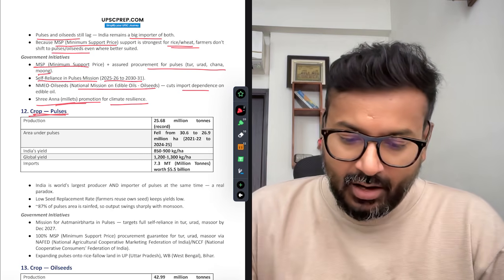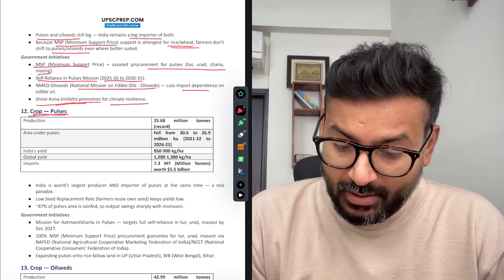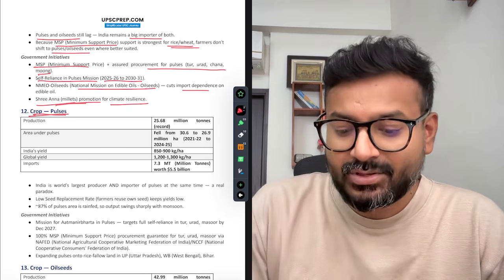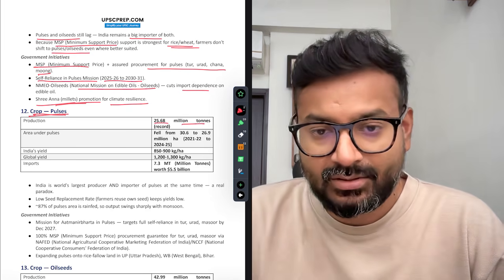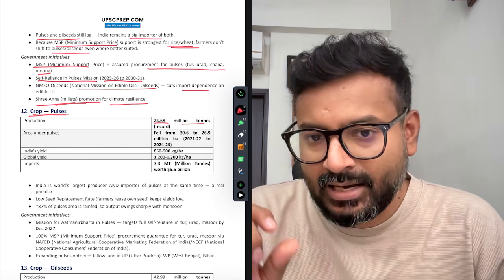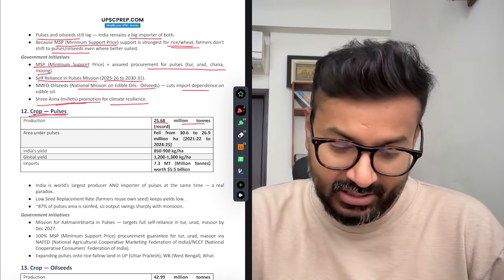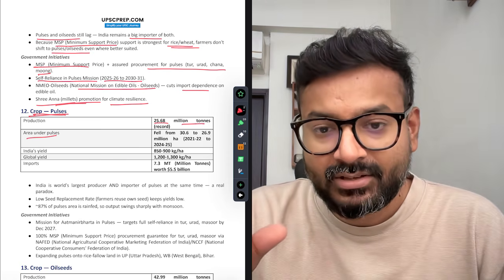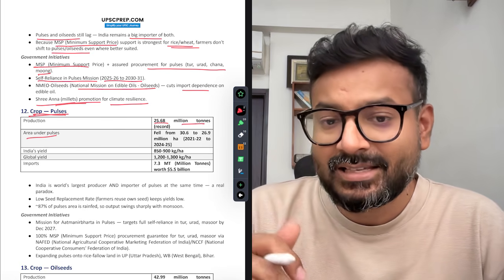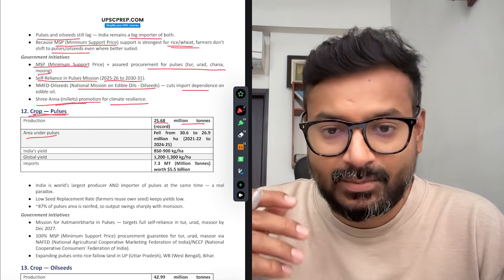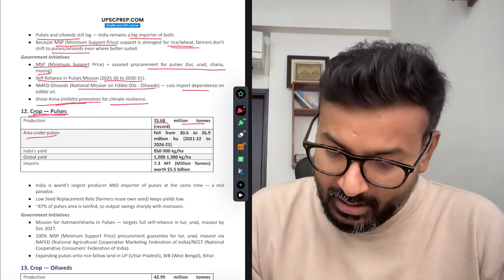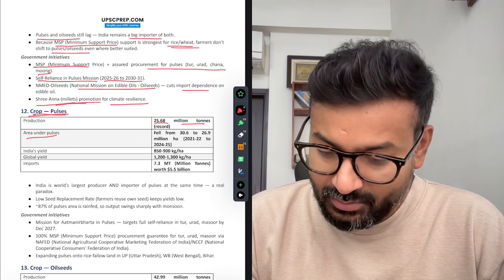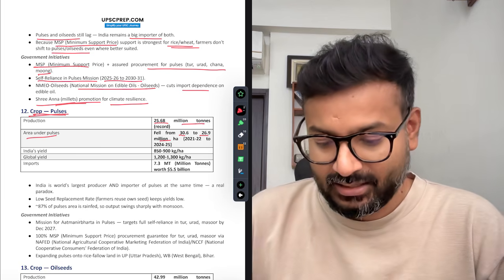Okay, now the total production of pulses last year was 25.68 million tons. So you see much less as compared to rice and wheat. Okay, in fact the area under pulses cultivation has been decreasing slightly rather than increasing despite all the initiatives by the government. The area under pulses cultivation fell from 30.6 to 26.9 million hectares.